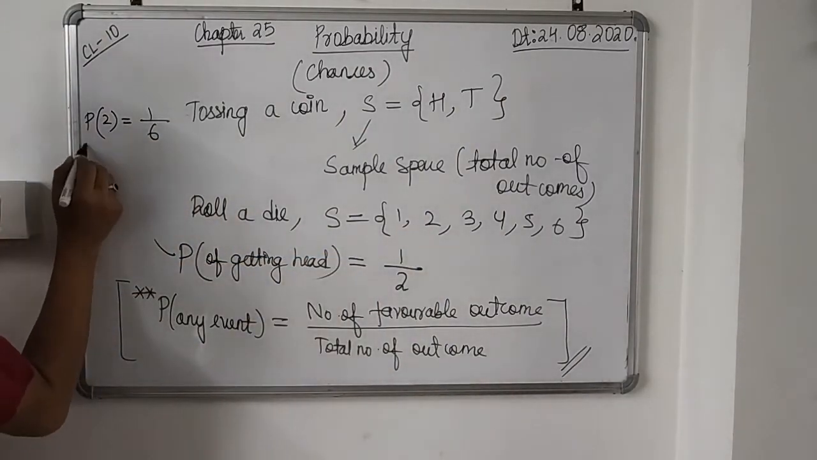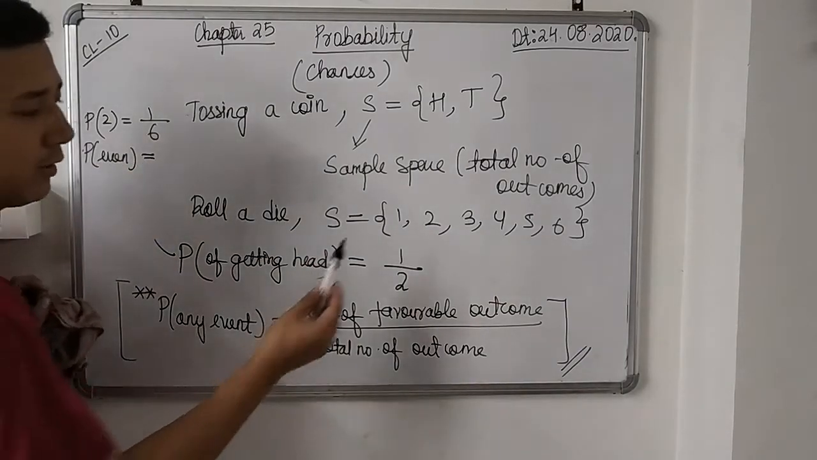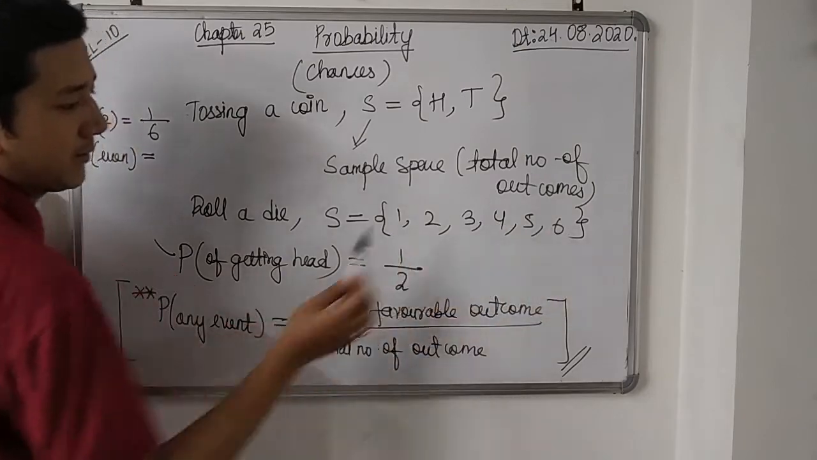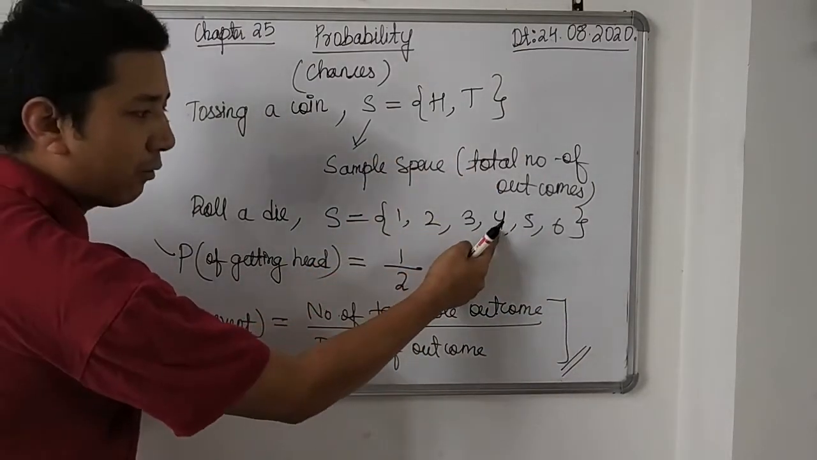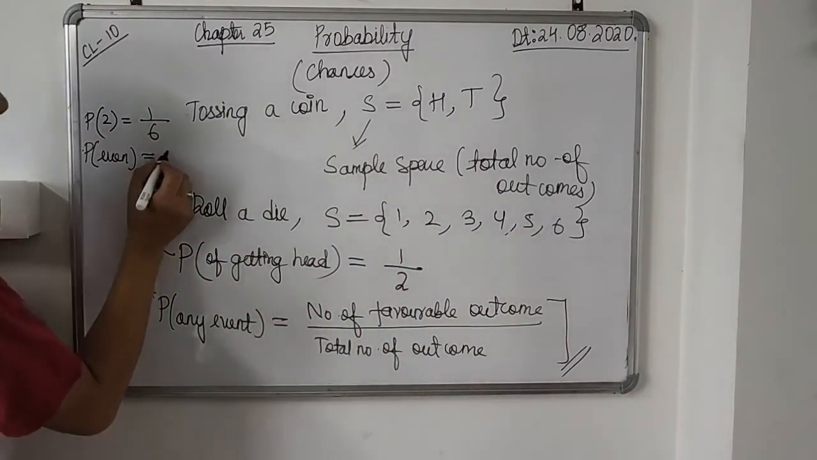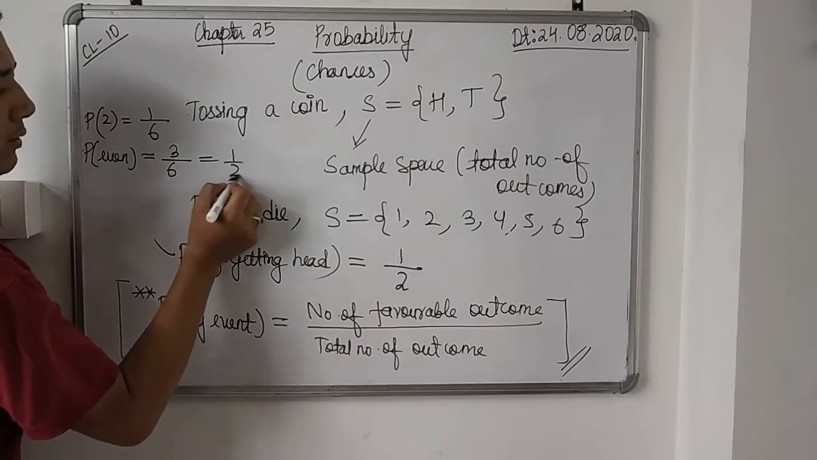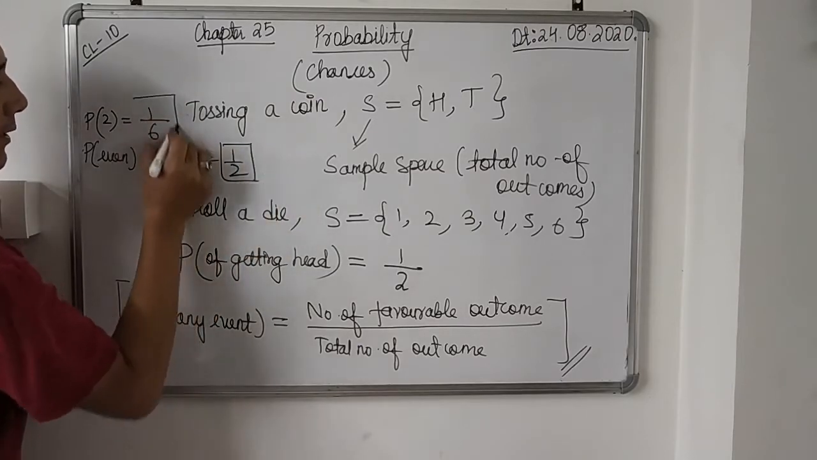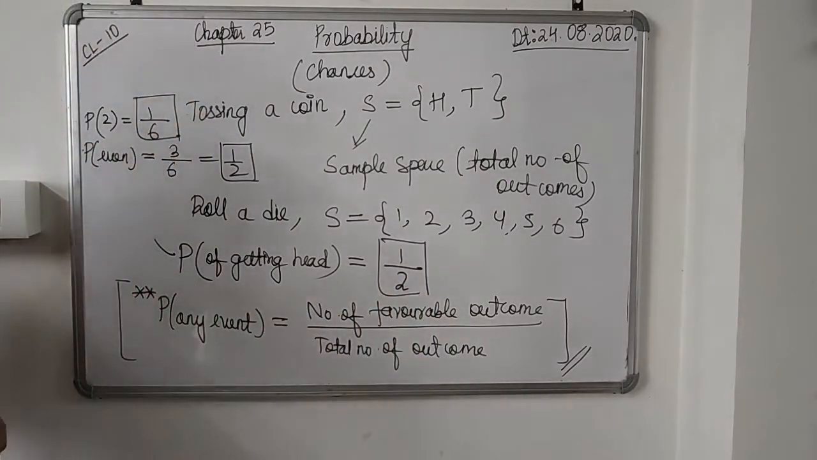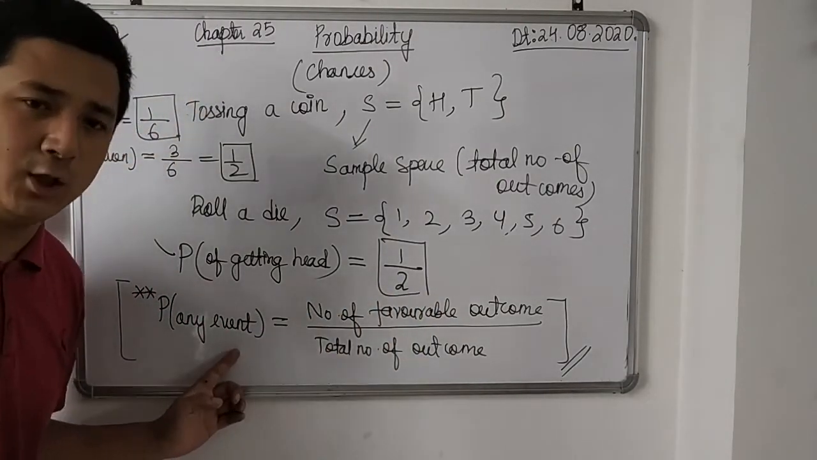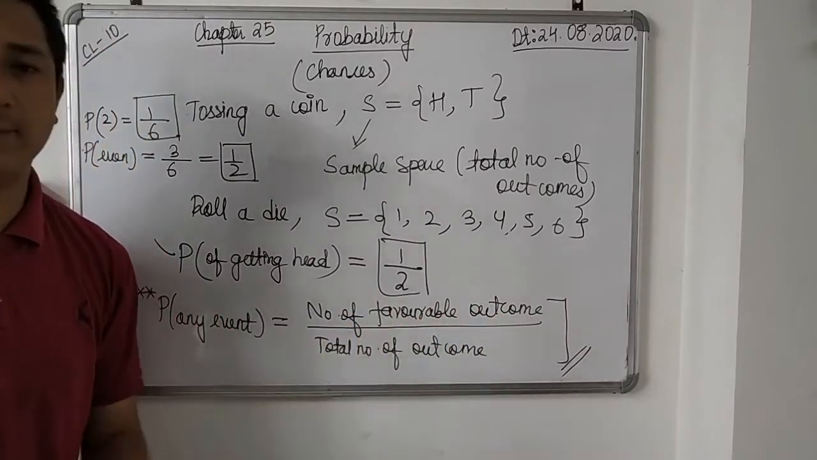If I ask you probability of getting an even number, how many even numbers are there? 3: 2, 4, 6. So favorable chances there are 3. I might be getting 2, I might be getting 4, I might be getting 6, isn't it? So there are 3, but out of how many? Out of 6. So hence the answer is 1 by 2. Okay, I hope you are clear with this. So please remember the formula. Probability of any event is equal to number of favorable outcomes divided by total number of outcomes.